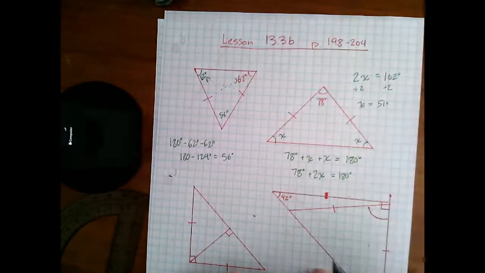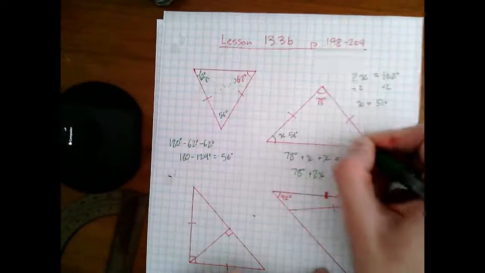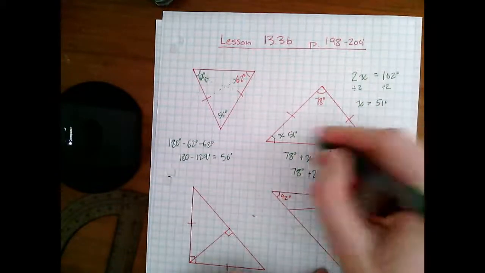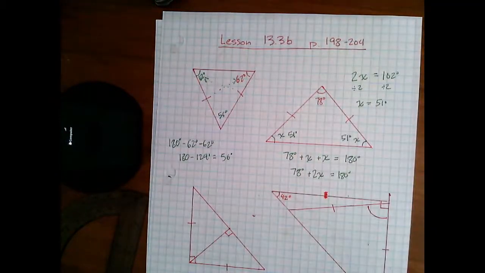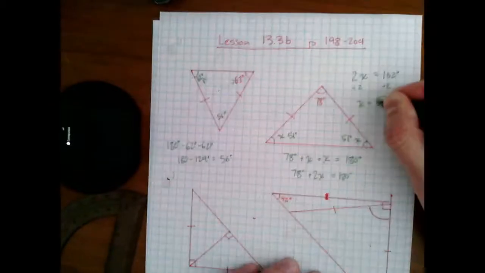degrees. Does that number work though? 51 degrees plus 51 degrees is 102 plus 78 is 180. It does. This is 51 degrees.